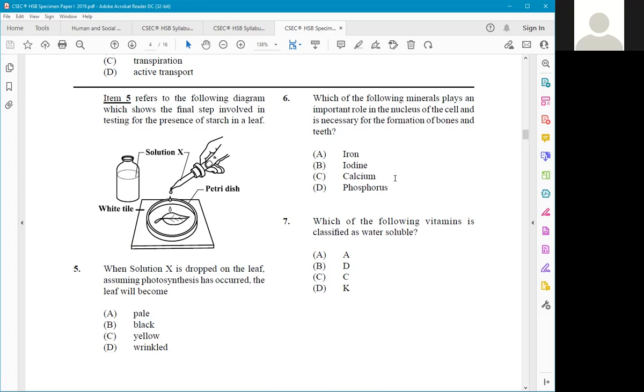Phosphorus. 7, which of the following vitamins is classified as water soluble? If you remember ADEK, ADEK, those will be the fat soluble ones. And we can see that we have A, D, and K here. So our correct answer is going to be C, of course, vitamin C.